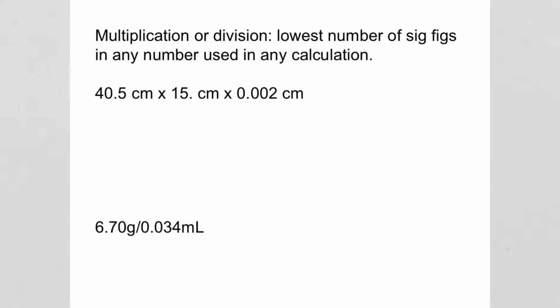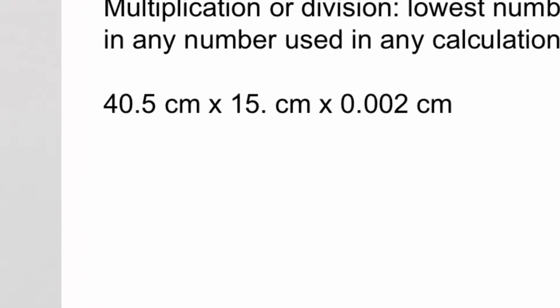All right, let's look at another type of math we do, multiplication or division. The rule is the lowest number of sig figs in any number used in the calculation. So with this, we'd want to evaluate how many are in each. I've got 3 sig figs here, 2 here, and 1 here. If you're not sure how I came up with those numbers of sig figs, look back at the rules and apply them to these numbers. Now my units are going to be centimeters cubed, because centimeters times centimeters times centimeters is centimeters cubed.